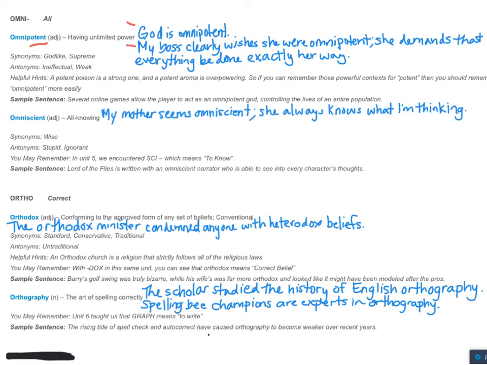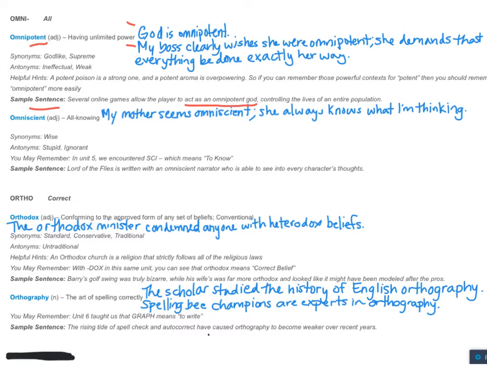So for an example, my boss clearly wishes she were omnipotent. She demands that everything be done exactly her way, right? So someone can wish that they were omnipotent. The sample sentence is several online games allow the player to act as an omnipotent god, controlling the lives of an entire population. So there are video games that can make you an omnipotent god, right? But that's obviously not in a literal sense, it's just in the sense of the video game.